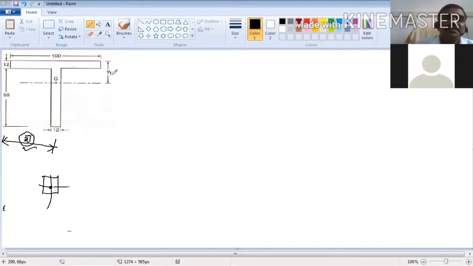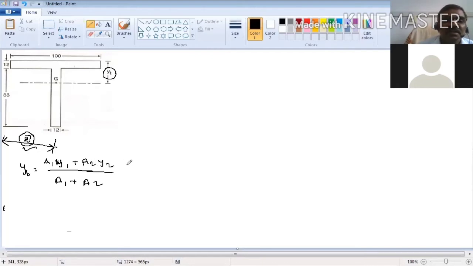Here it is taken as yt. How to find this value? That is important. We are now going to calculate the y bar. To calculate y bar, there is an equation: yt is equal to a1 y1 plus a2 y2 divided by a1 plus a2.